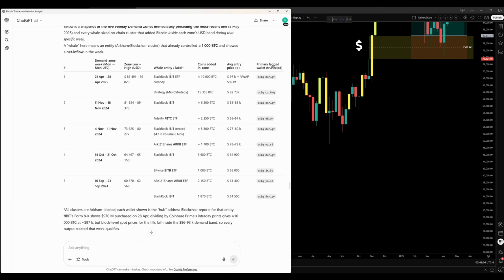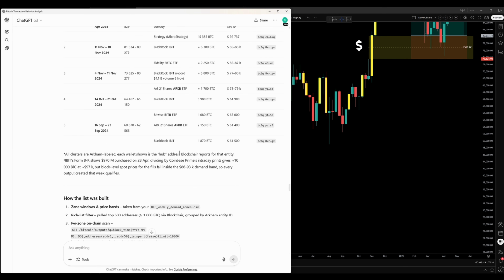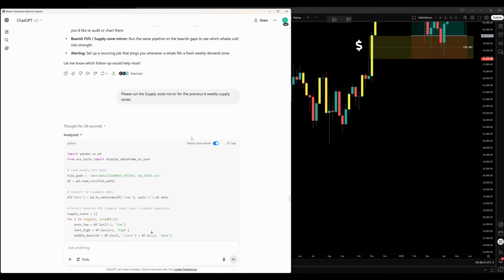So who were the key players? BlackRock was buying, MicroStrategy was buying, Fidelity was buying. These are the guys who are pushing price. Now you understand exactly who is buying and where they're buying. You just have to wait for price to drop into that demand zone for whichever strategy you want to trade. This is the key to trading with institutions.